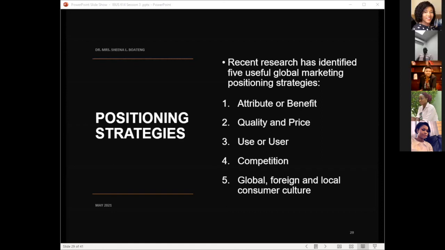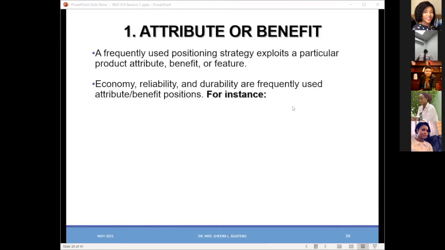Okay. All right. So when it comes to positioning, these are the 5 main tactics or strategies that you will see firms using, right? And we are going to break each of these down, starting from attributes or benefits. So here you realize that firms will often position themselves based on a particular attribute or benefit that their product or service offers, like economy or reliability or durability, like Polytank, as Elizabeth is saying, right? And Interplast.